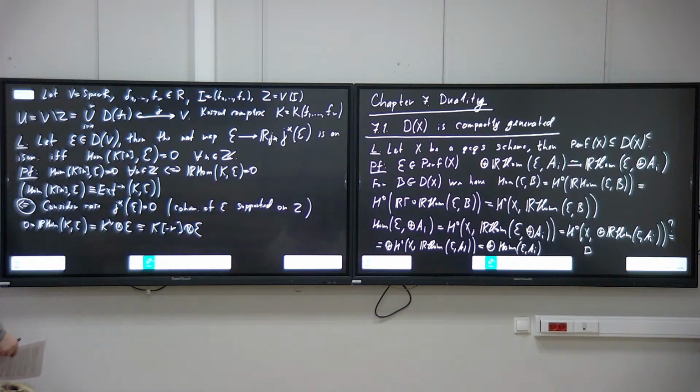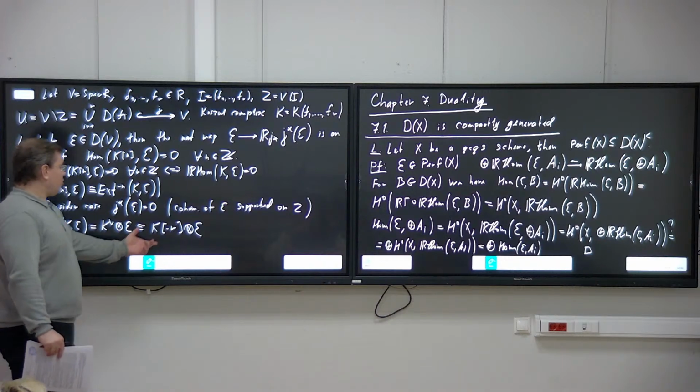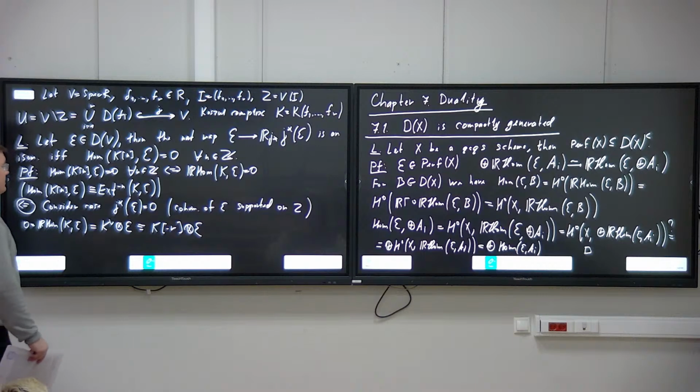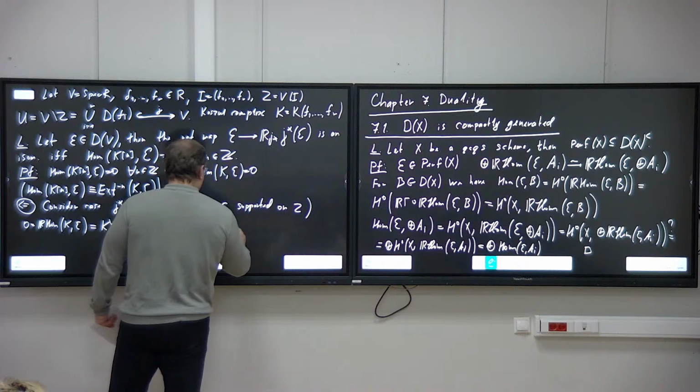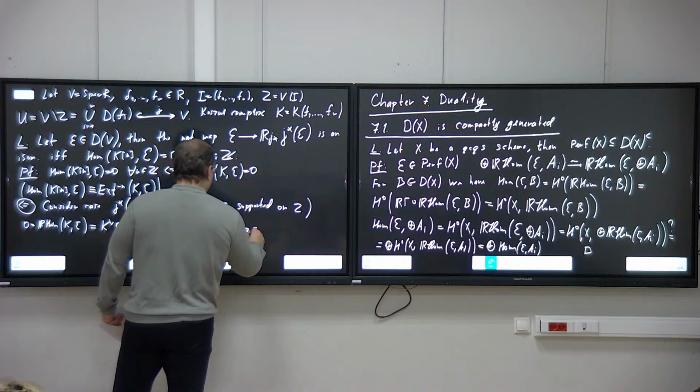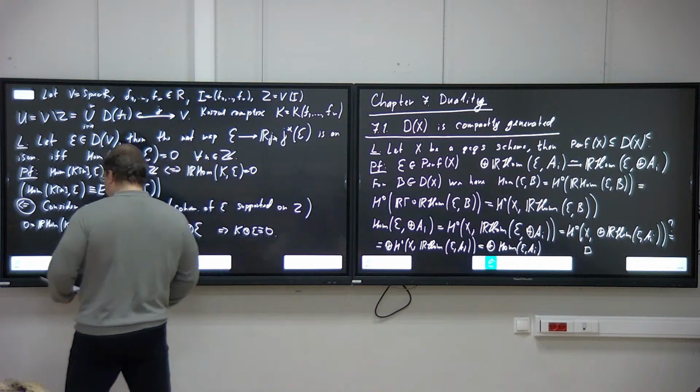So saying that the Hom from the Koszul complex to E is 0 is the same as saying that the tensor product is 0, and since I can shift this back by r, this minus r doesn't play any role in the computation. So, yeah. Assume that K tensor product with E is quasi-isomorphic to 0.